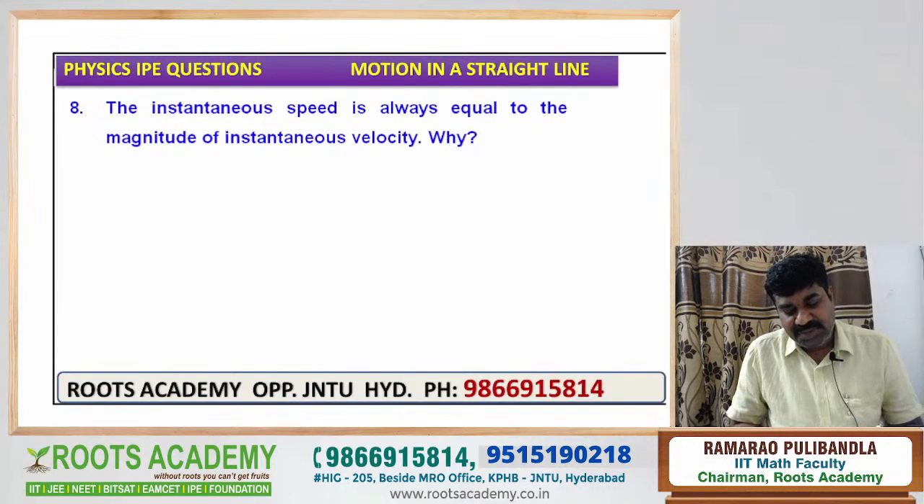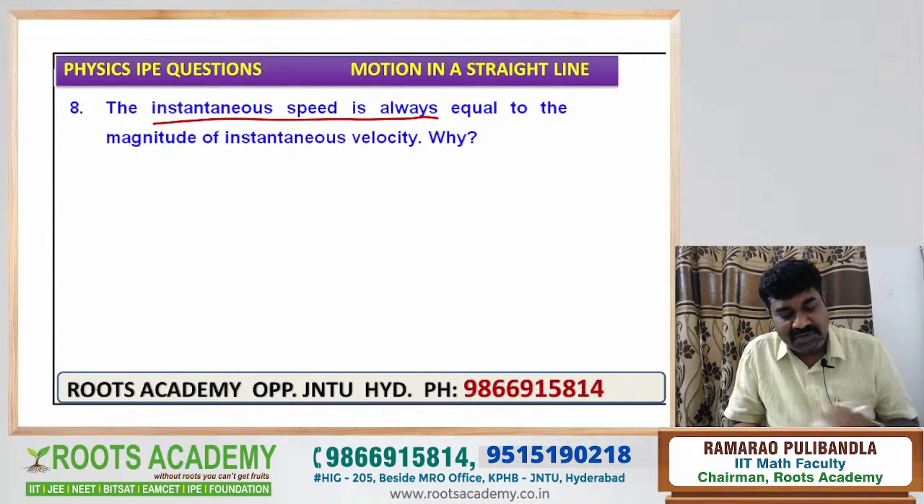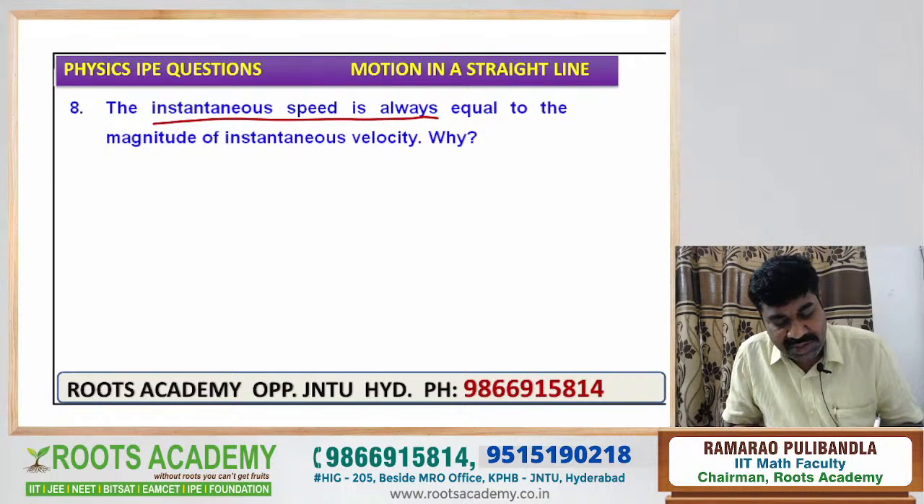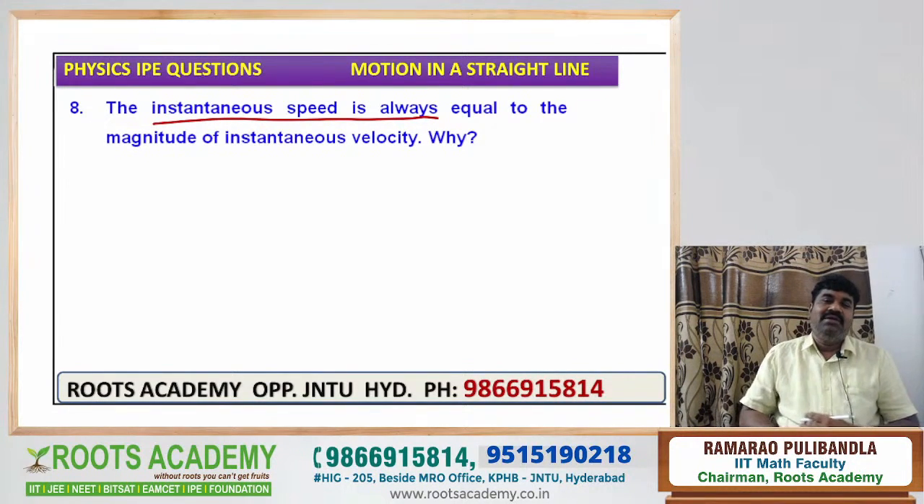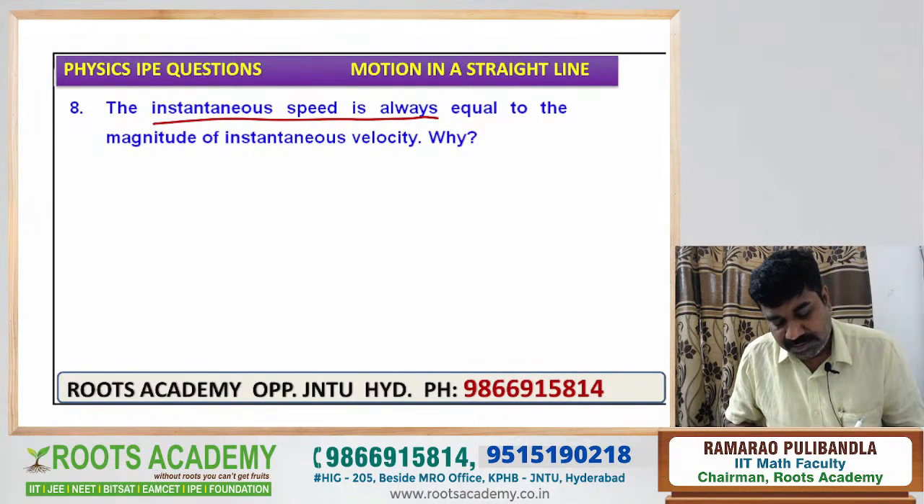The instantaneous speed is always equal to the magnitude of the instantaneous velocity. Here it is given that instantaneous speed is always equal to the magnitude of instantaneous velocity. What is the instantaneous speed or velocity?